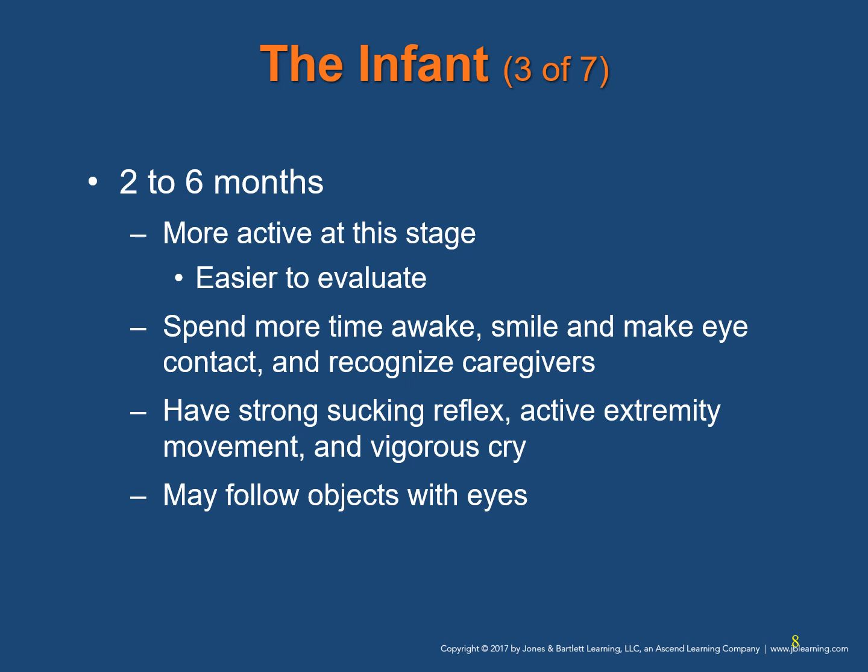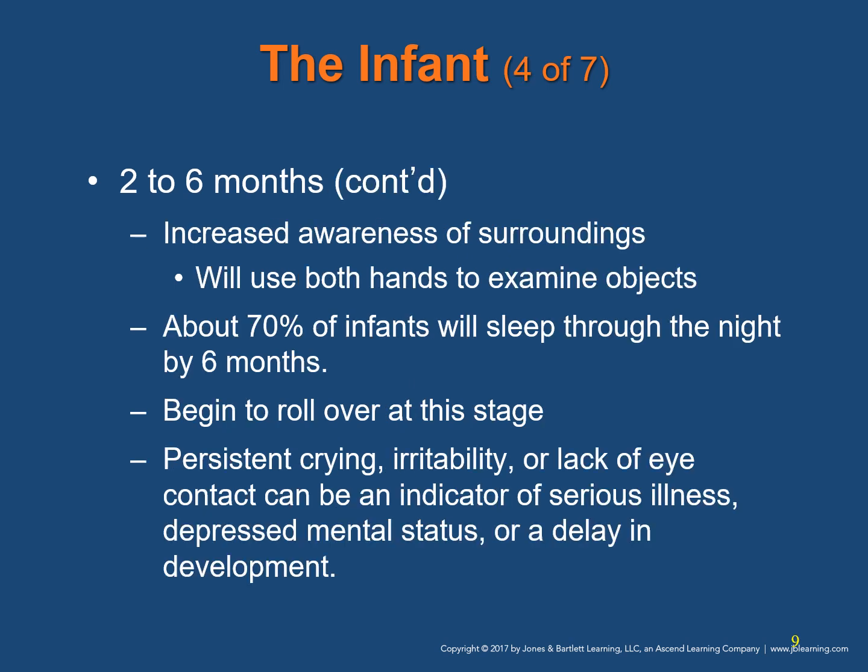2 to 6 months. Infants at this stage are more active, which makes them easier to evaluate. They spend more time awake, smile and make eye contact, and recognize caregivers. They will often have a strong suckling reflex, active extremity movement, and a vigorous cry. They may follow objects with their eyes. They have increased awareness of surroundings and will use both hands to examine objects. About 70% of infants will sleep through the night by 6 months. They will begin to roll over at this stage. Persistent crying, irritability, or lack of eye contact can be an indicator of serious illness, depressed mental status, or delay in development.